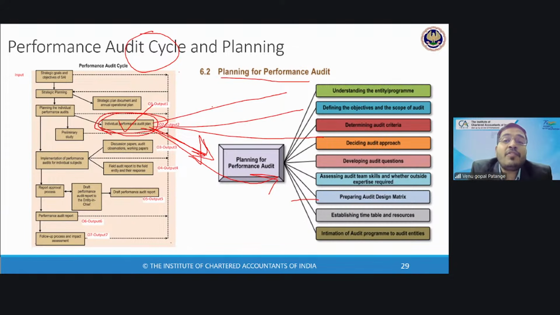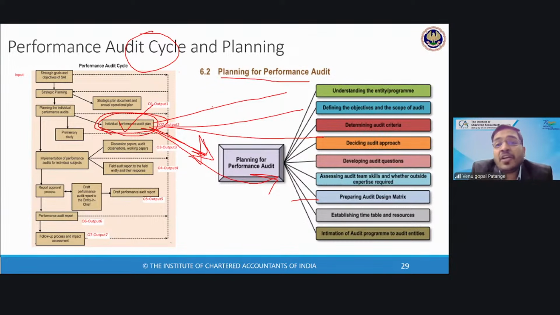We are doing performance audit. We are not doing financial audit or compliance audit. The financial and compliance audit criteria are so easy. You have Ind AS, a set of accounting standards, and you stay there. You have compliance, you have an Act, and you stay there. Performance audit criteria setting is technical. You may need an expert. So determining audit criteria in performance audit is a task by itself.